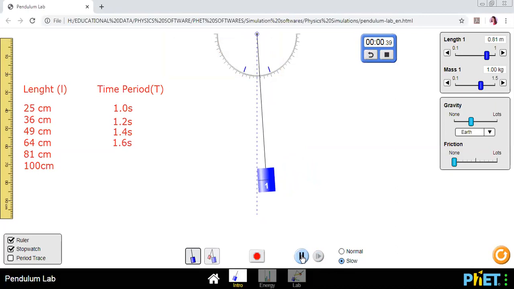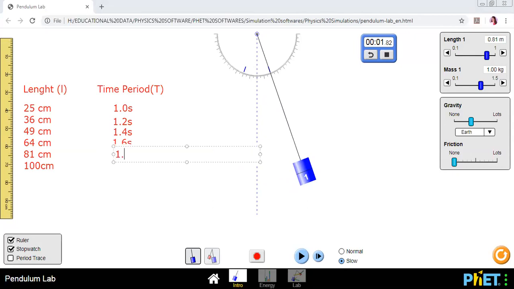The pendulum is moving from one extreme to the other, and then it is going to come back to the same position. The moment it comes here, I will stop it. See, the time is 1.82. If I round it to one decimal place, it comes out to be 1.8 seconds. So let me write down the time for 81 centimeters. It is 1.8 seconds. This is my time period for 81 centimeters.